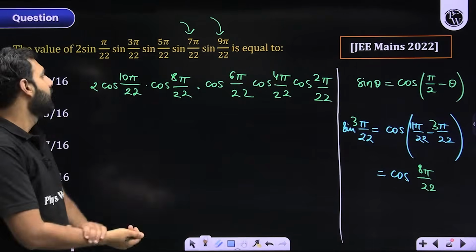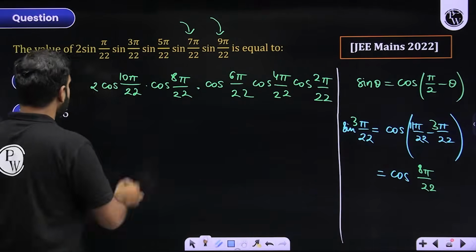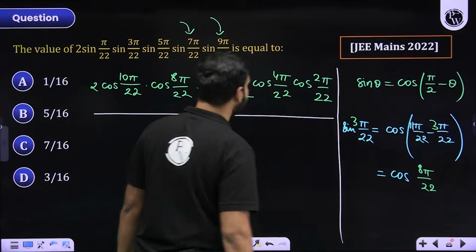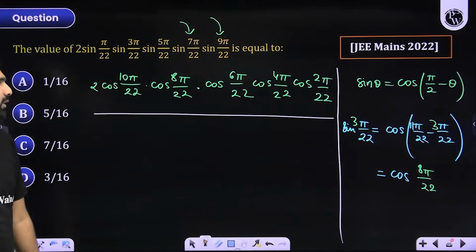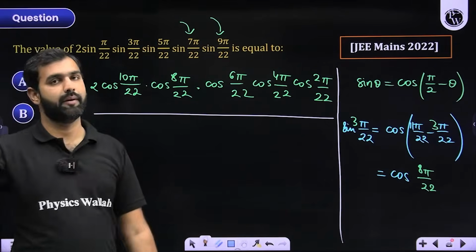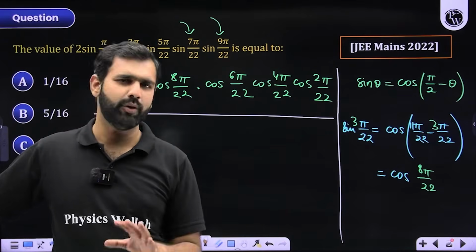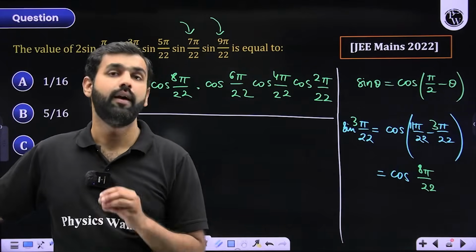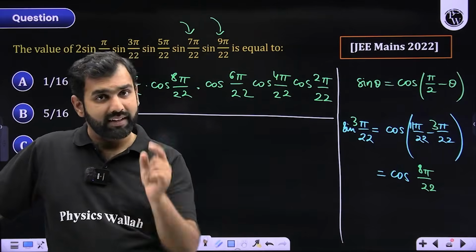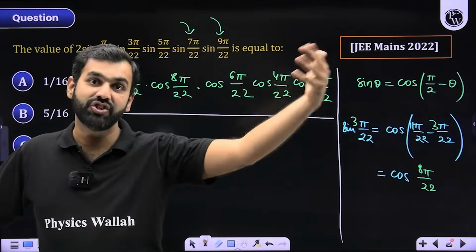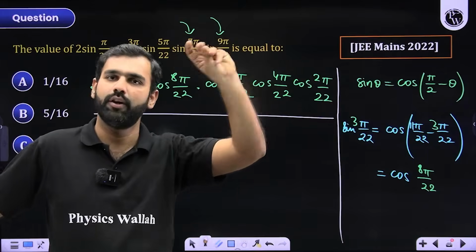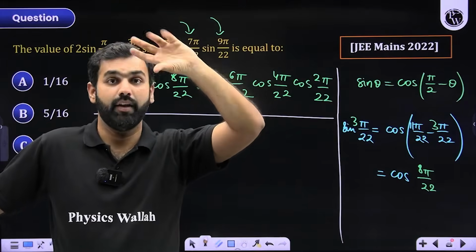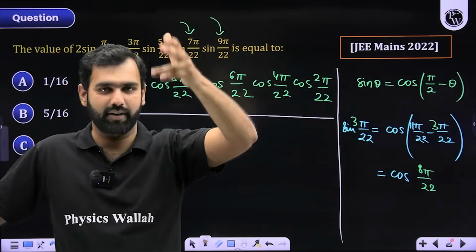Now, what if I multiply and divide this expression by sine 2 pi by 22? Sir, why are you doing this? Let me do it. Have faith in the process. You'll get to understand this in the very next step, and then you'll find a chain, and then that chain will break, and you'll get the answer in the next 10 seconds. If you are intelligent enough, which you all are, trust me.